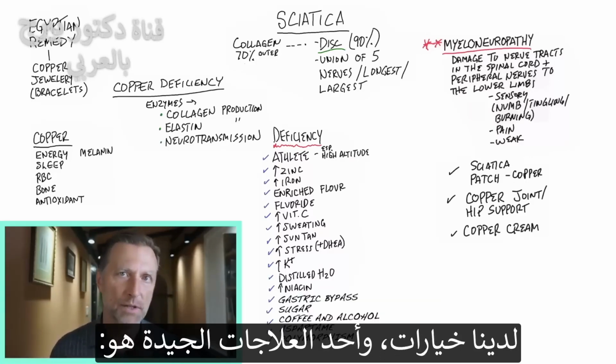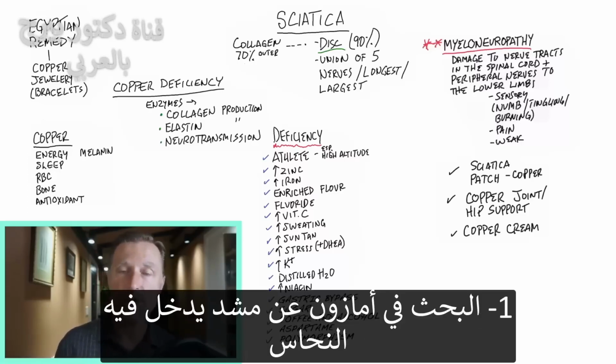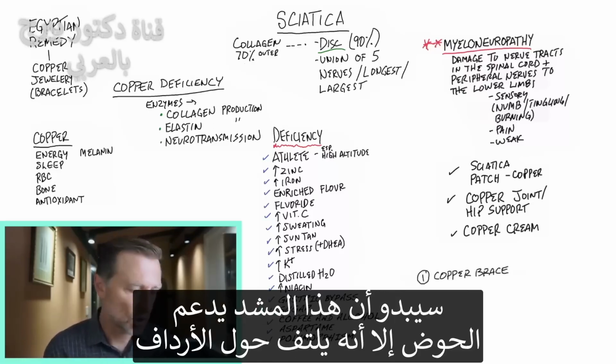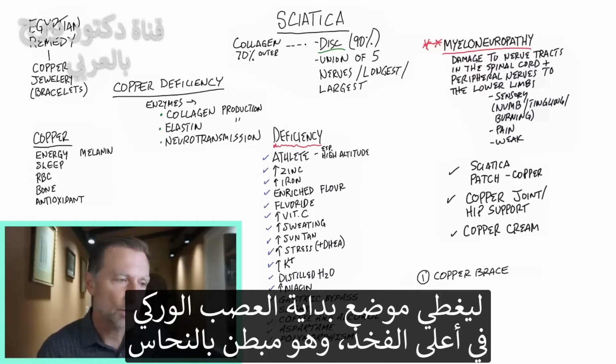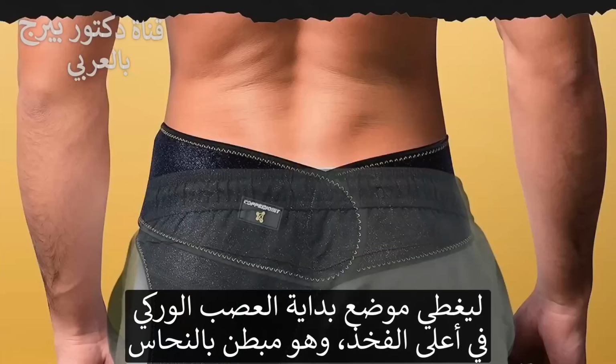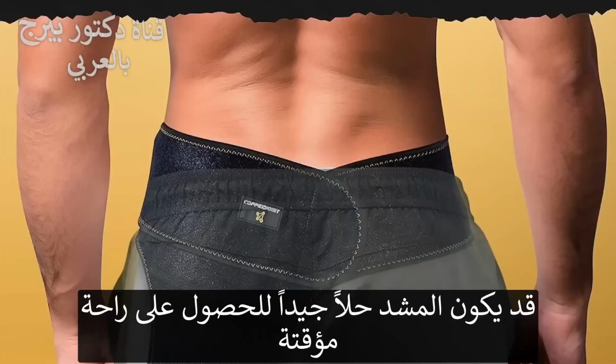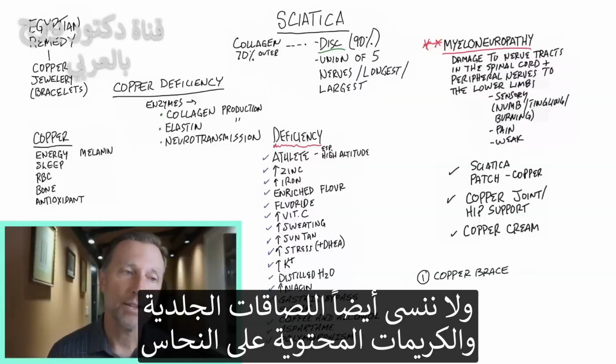Well, you have options. One really good remedy might be to do a search on Amazon to find one of those copper braces. When you see the copper braces, it looks like it supports the hip, but it wraps around the buttocks, right where that sciatic nerve comes out in the upper thigh, and it's lined with copper. That might be a really good solution to give you temporary relief, as well as these other products that have copper patches or even a copper cream.